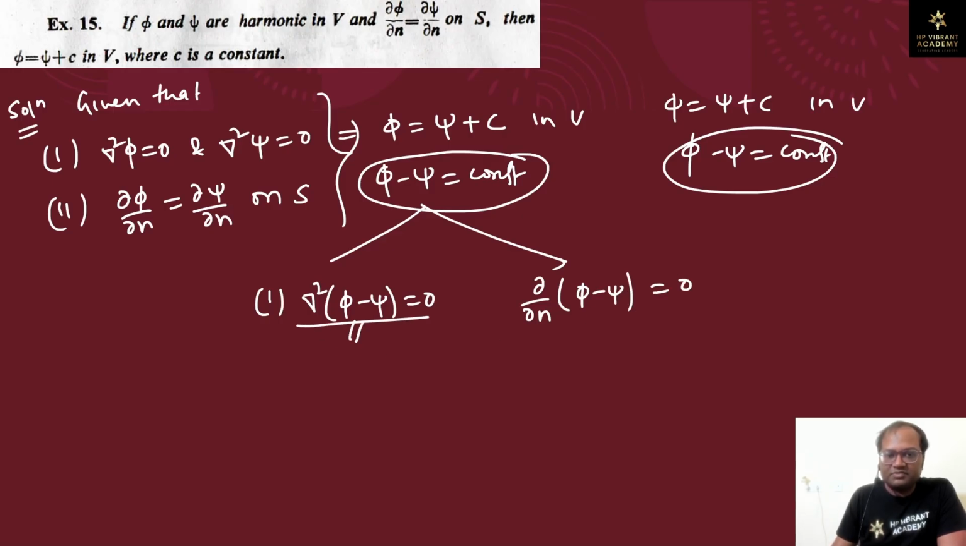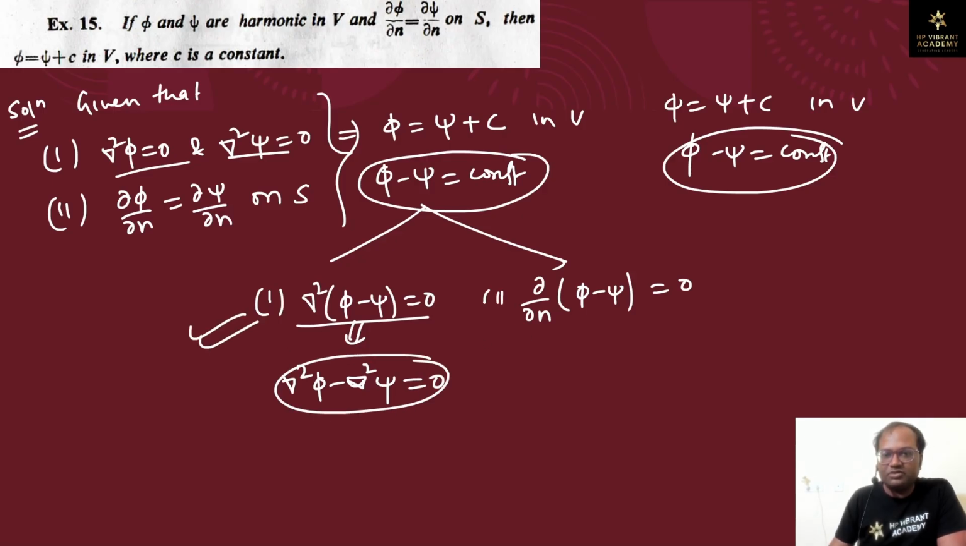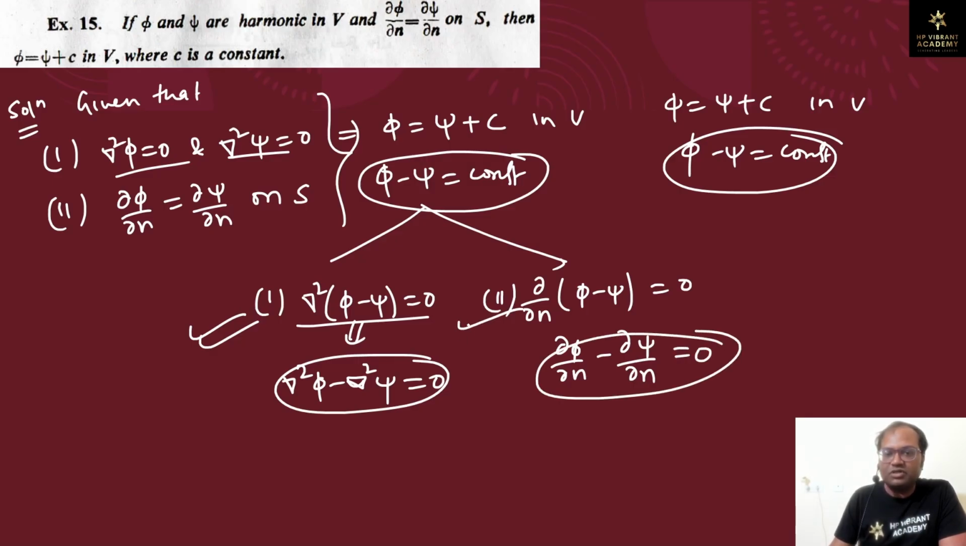Okay, so let us further expand this. This is equal to del square phi minus del square psi. Both are equal to 0, so this is equal to 0. So this first condition is satisfied. Let us go back to the second condition. Del upon del n of phi minus psi is del phi upon del n minus del psi upon del n, and both are equal. This means this is equal to 0. So both the conditions are satisfied. Hence we can say that phi minus psi is a constant. So this means phi is equal to psi plus C.